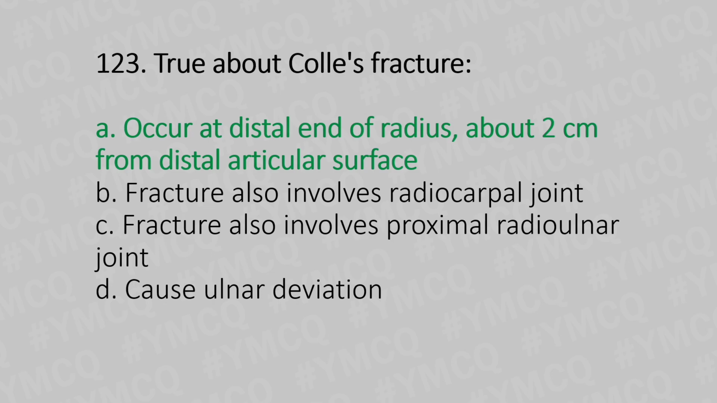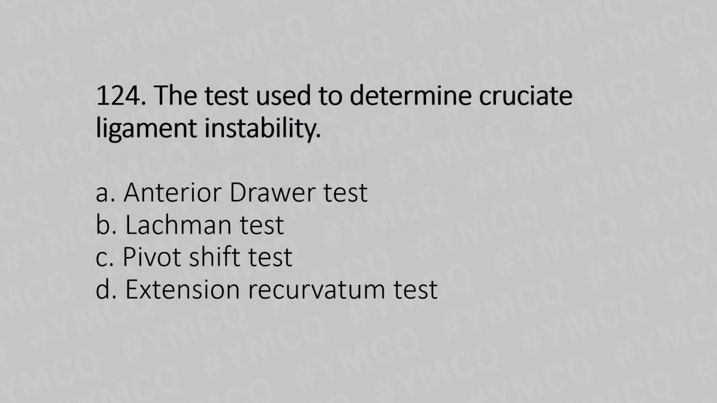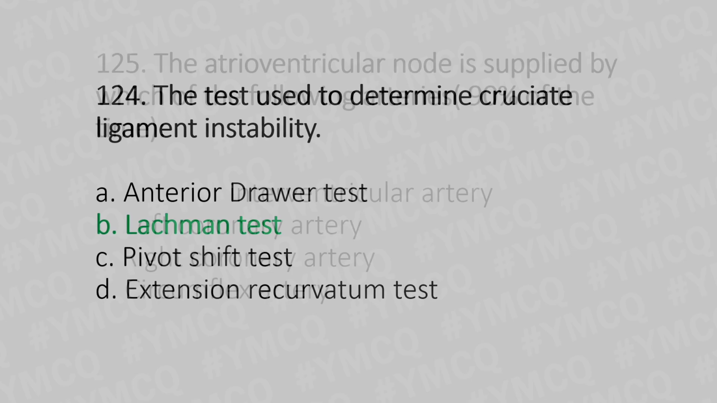Now let's move to question number 124. The test used to determine cruciate ligament instability: option A, anterior drawer test. Option B, Lachman's test. Option C, pivot shift test. Option D, extension recurvatum test. And the answer is option B, Lachman's test.